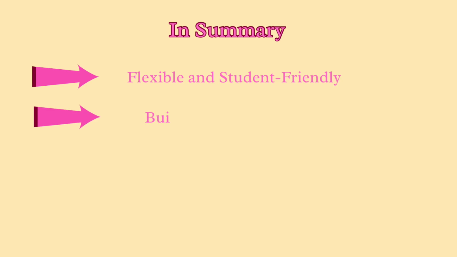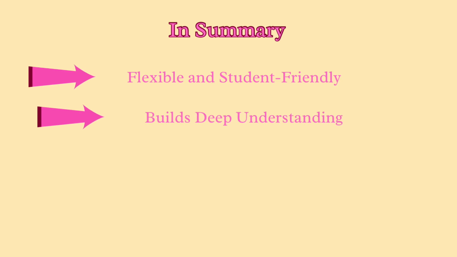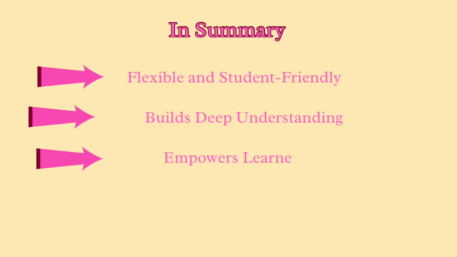Stripling's model of inquiry, in summary, is a flexible and student-friendly way to explore topics, ask meaningful questions, and build a deep understanding. In the school library, it transforms research from a task into a process of discovery. It empowers learners to think critically and to learn independently.